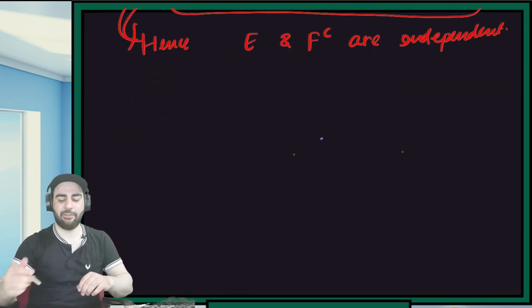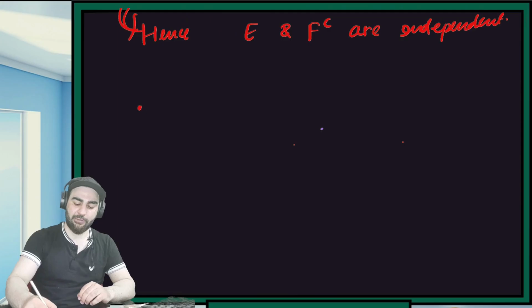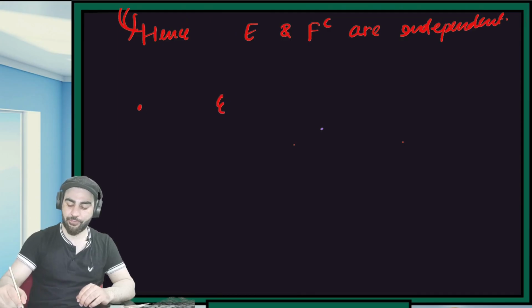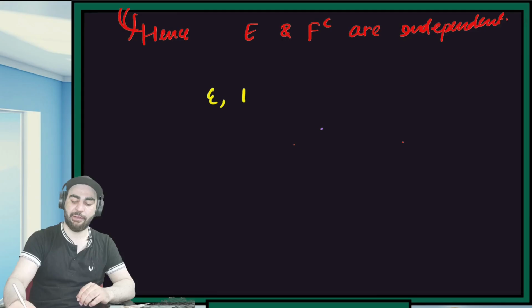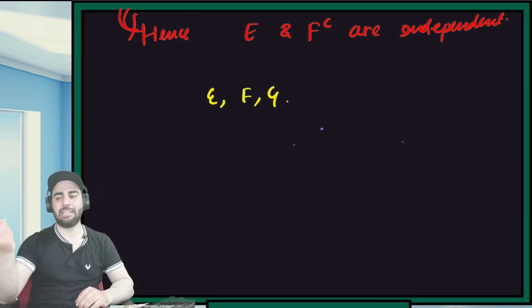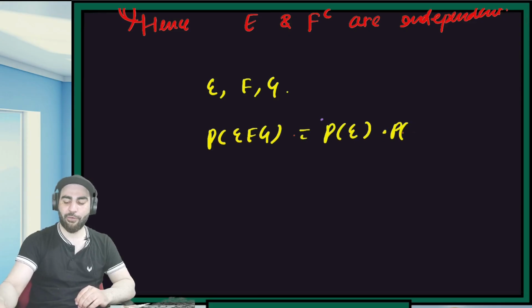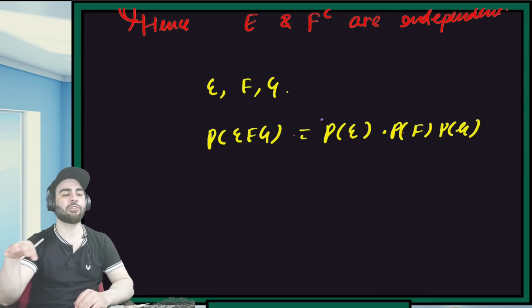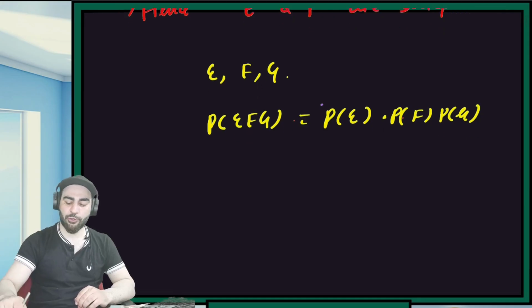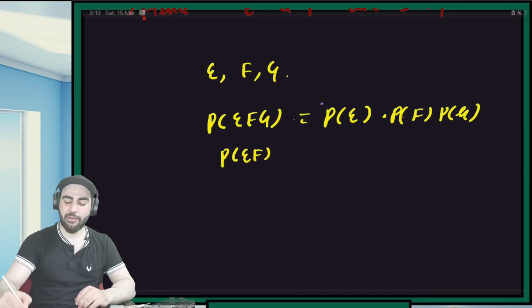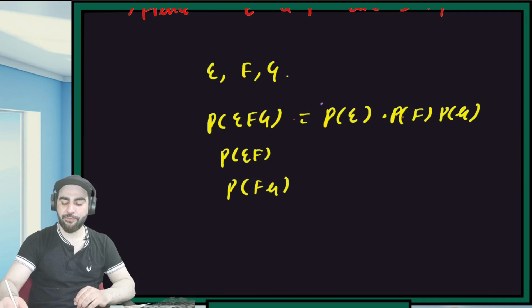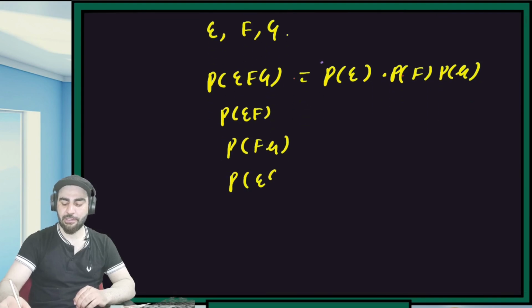So here we saw independent events. Now let's suppose we have three events: event E, event F, and event G. In order to prove their independence, you should not only prove that the probability of E, F, G is equal to the probability of E multiplied by the probability of F multiplied by the probability of G. You should not just prove this, but you should also prove pairwise independence. That means you should also prove this for E and F, F and G, and E and G. All of these should also be proven as independent.